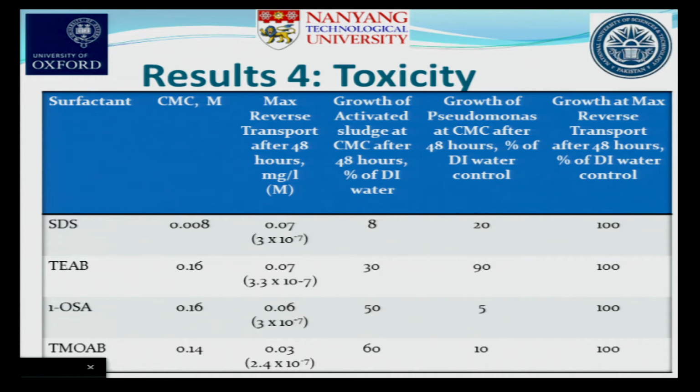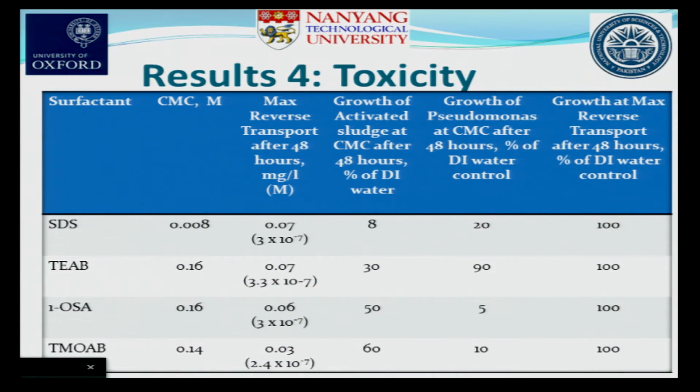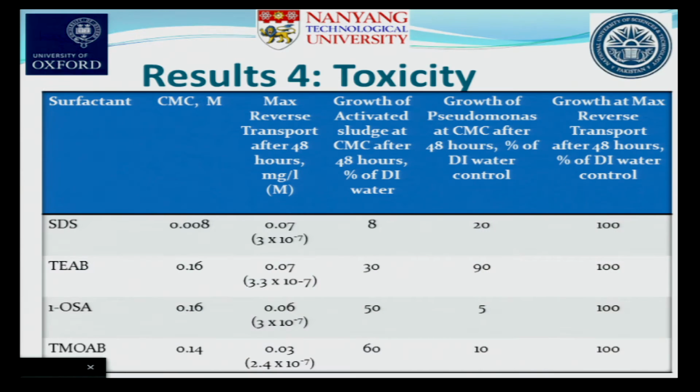And this is just some sort of summary of what happens with the different draw solutions at different CMCs. So here we're calculating the maximum reverse transport. This was the growth of activated sludge after 48 hours as a percentage of DI water. And you can see that for SDS, the growth is much smaller than it is for the other surfactants. So SDS seems to give us a bit of a problem. If we use the individual organism, then it's slightly better, but it's still not wonderful. And these are quite low numbers down here as well for those two.